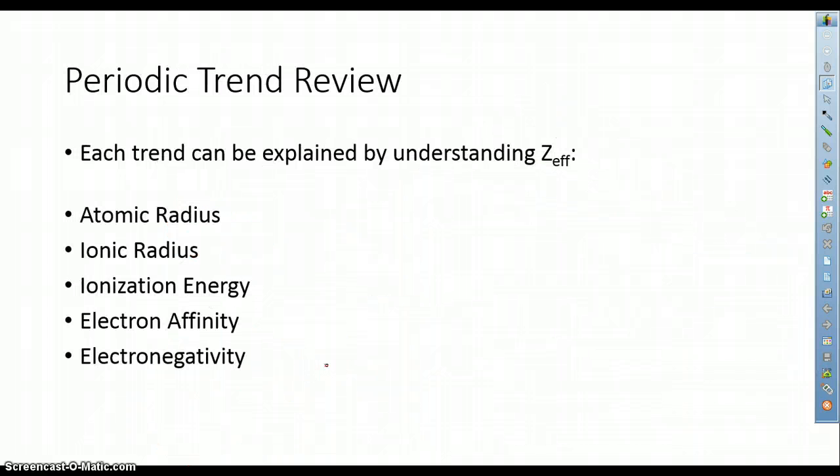Alright, so essentially your periodic trend review makes you understand how effective nuclear charge works, because that's a great way to represent and understand all the trends on your periodic table. The first one would be atomic radius, so high effective nuclear charge means you're going to have a very small atomic radius. Low effective nuclear charge is going to have a large atomic radius. Ionic radius more or less goes hand in hand with atomic radius, but you still have to be able to use effective nuclear charge to help explain why an ion might be bigger or smaller than its atom.